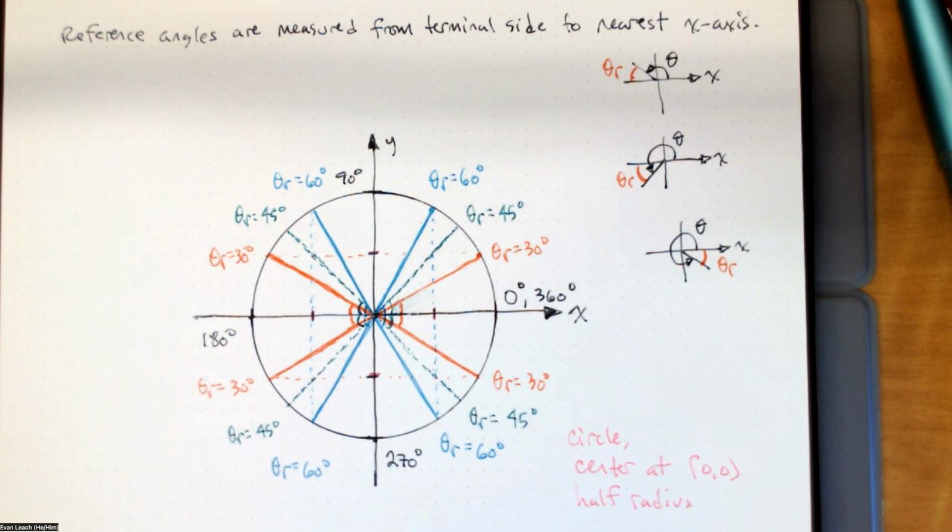These are angles that we were going to want to be familiar with. 0, 90, 180, and 270. And also 30, 45, and 60 degree reference angles in quadrants 1, 2, 3, and 4.